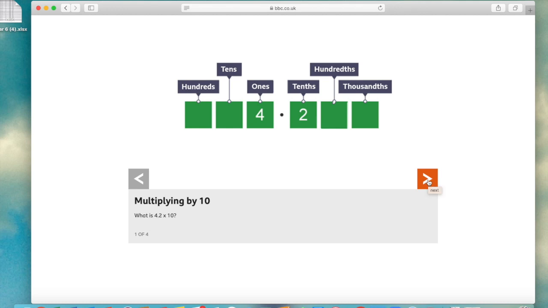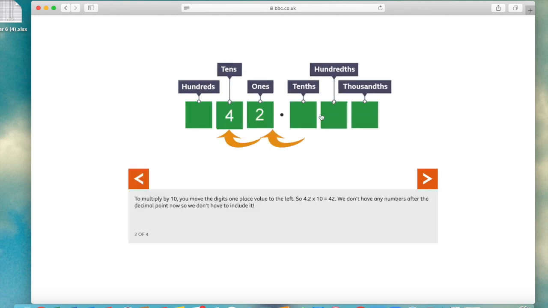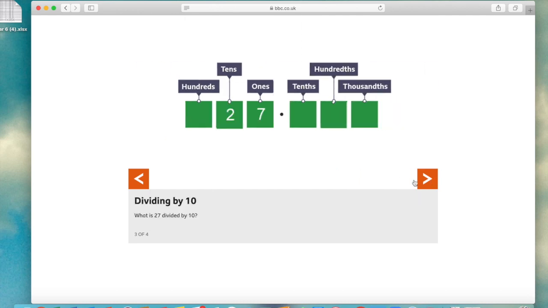So if we do that, moving one space, they've done it underneath. The 2 goes to there, the 4 goes to there. The decimal point stays exactly where it always is, never moves. It's the numbers that move when we multiply and divide. So 4.2 becomes 42.